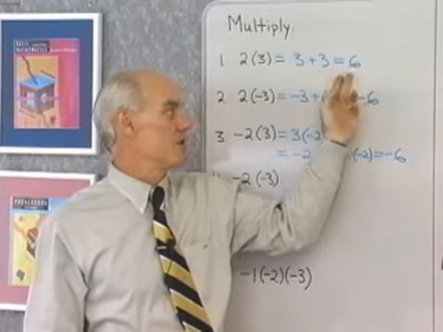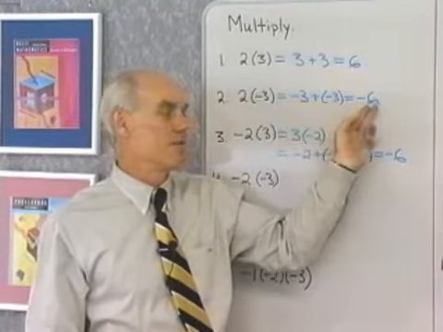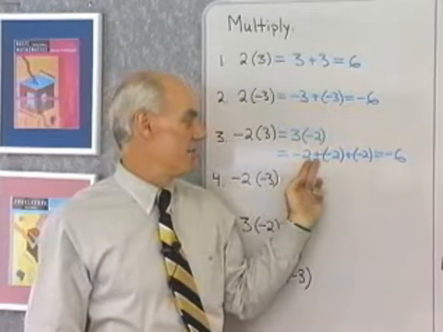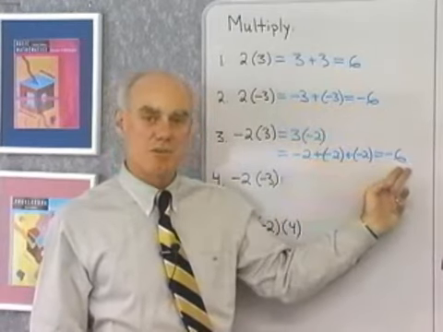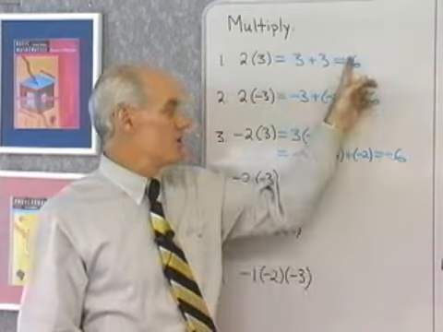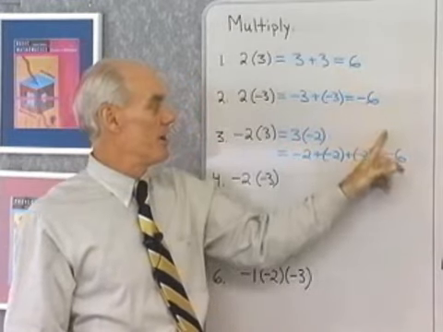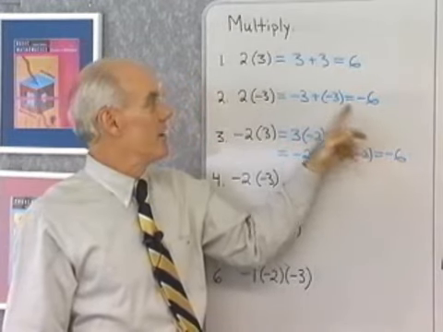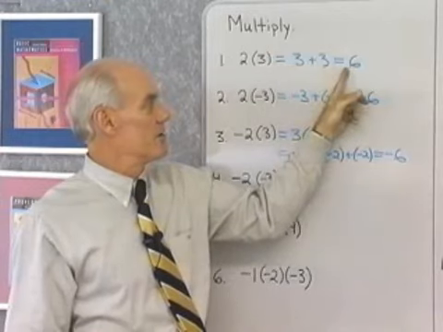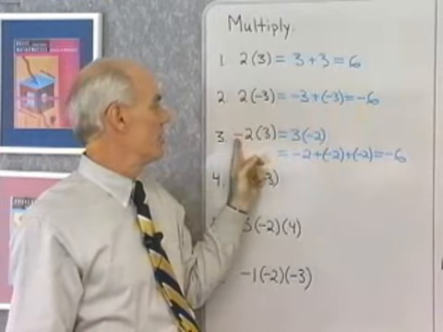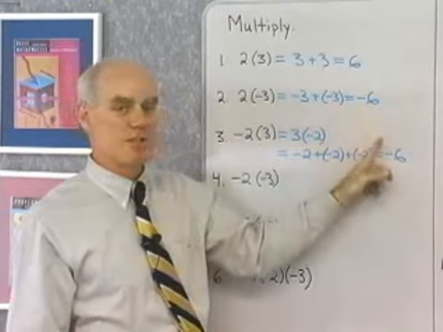So 3 plus 3 is 6. Negative 3 plus negative 3 is negative 6. Negative 2 plus negative 2 plus negative 2 is also negative 6. So you see, in each case, we simply multiply the two numbers, we get a 6. If both numbers had the same sign, the answer is positive. If the two original numbers had different signs, then the answer is negative.